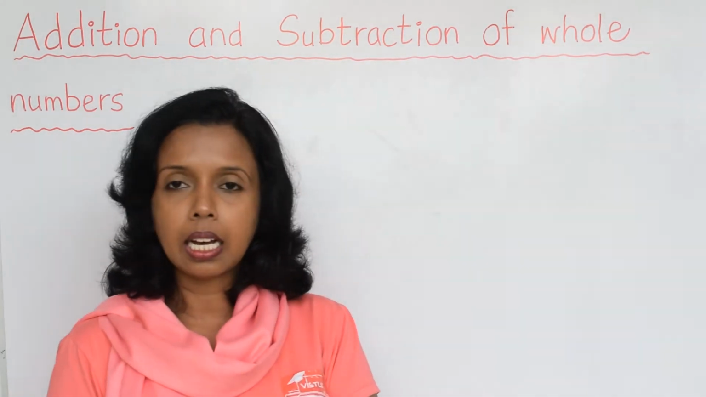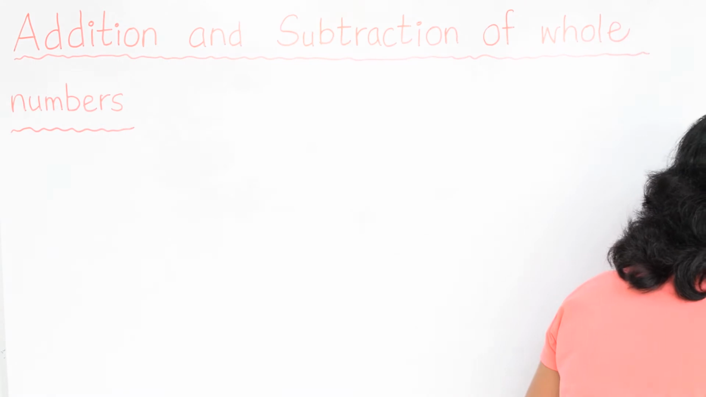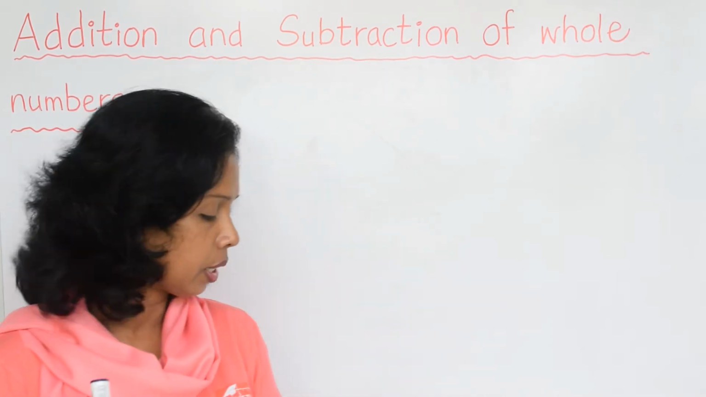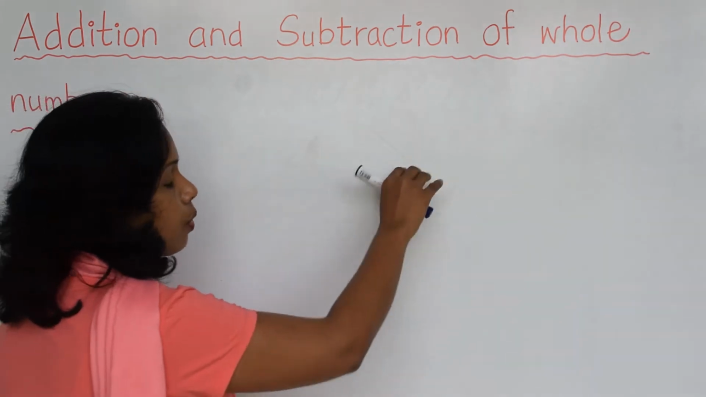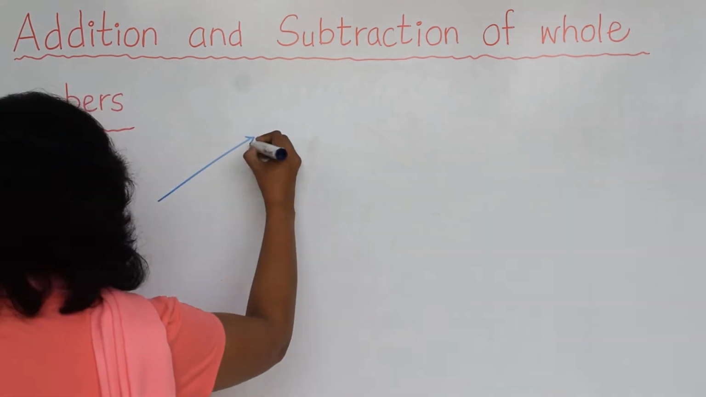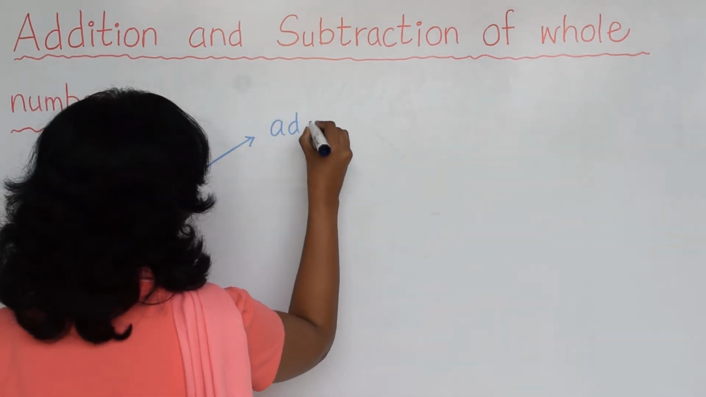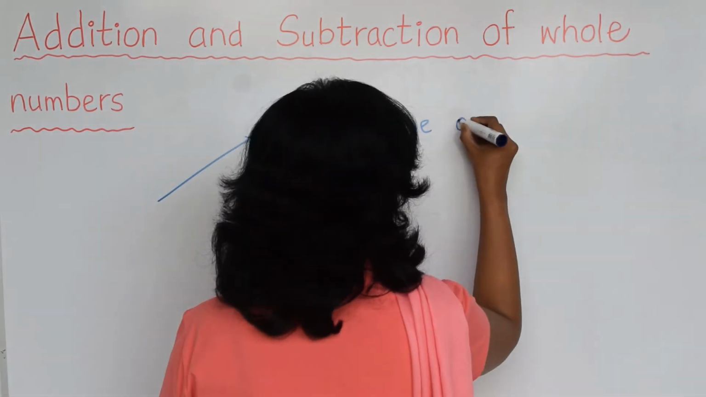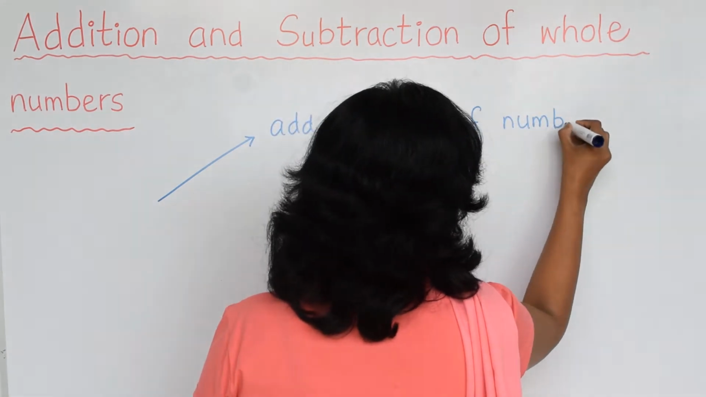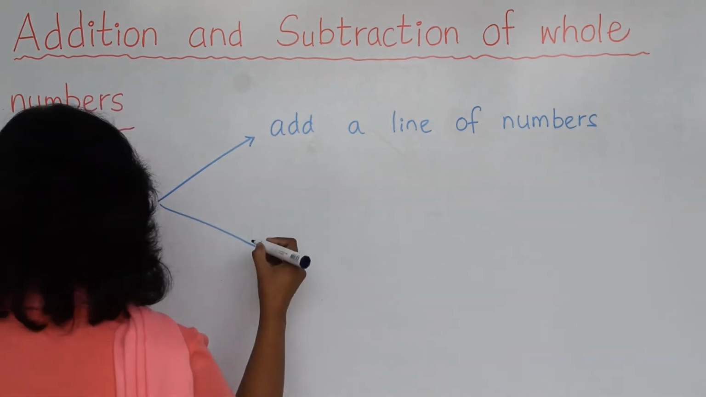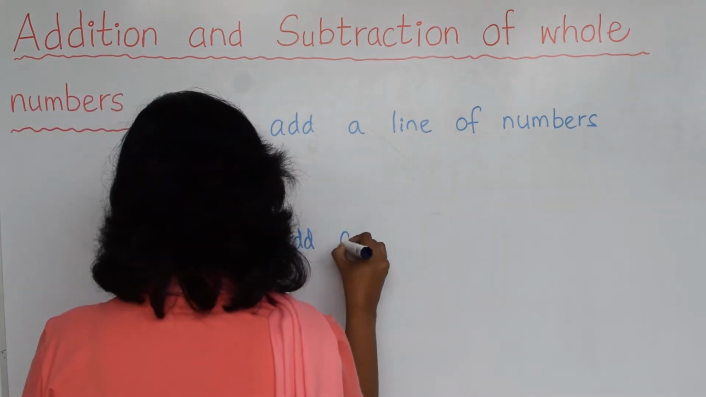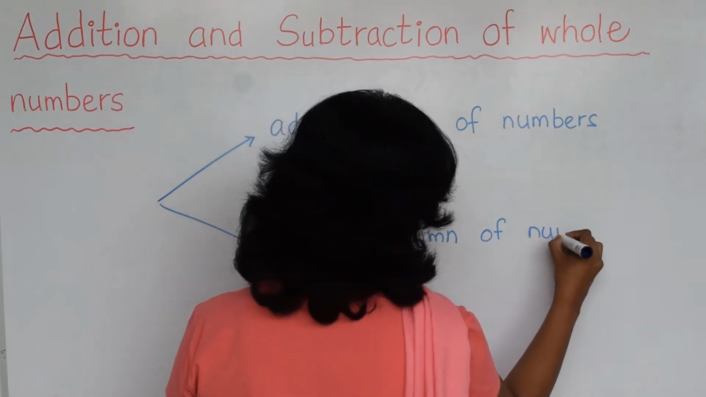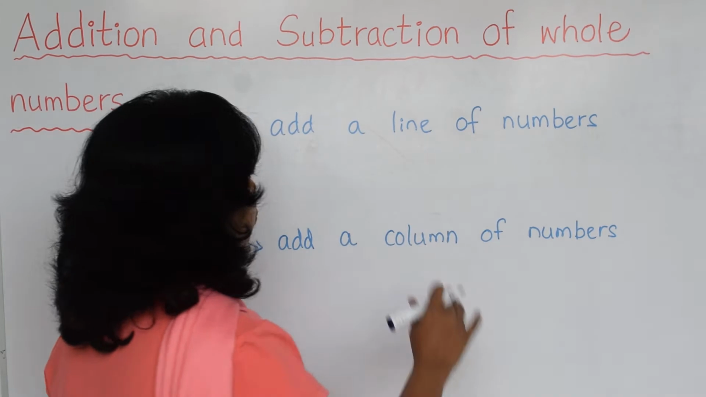Now in the question you can have that addition in 2 different ways, right? You are going to add a few numbers, and you can have those numbers in 2 different ways. The first one, you can have a line of numbers. So the first method is to add a line of numbers. Then the second way is to add a column of numbers. Line of numbers and column of numbers.